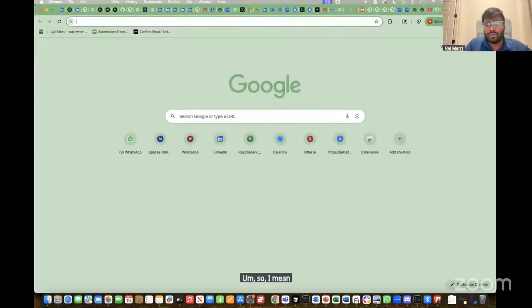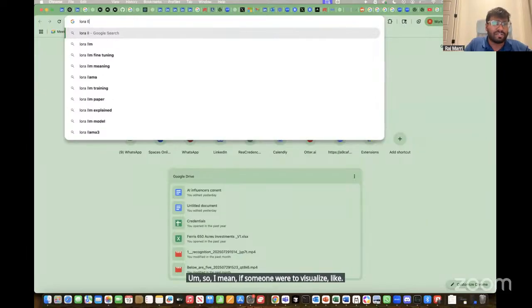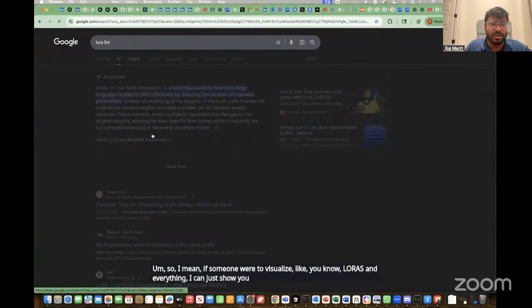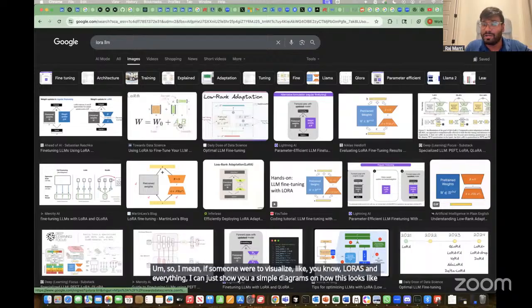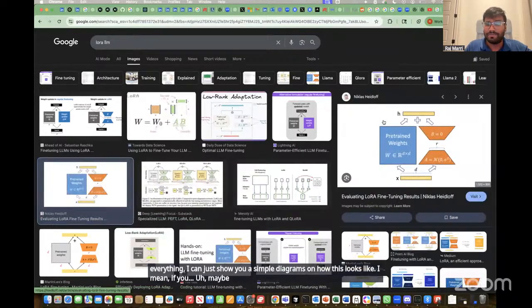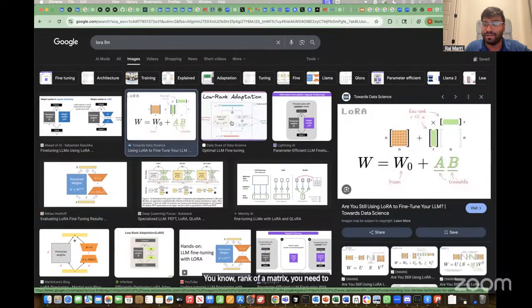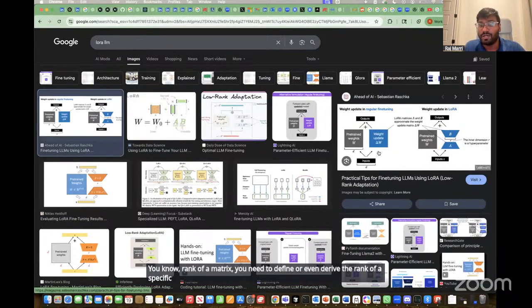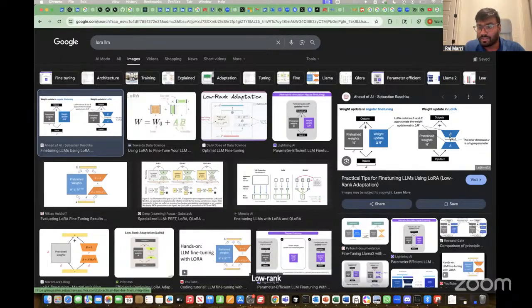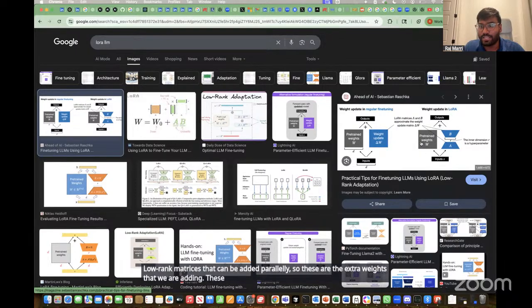If someone wants to visualize LoRAs and everything, I can just show you simple diagrams of how this looks. Maybe I need to take you back to matrices. Rank of a matrix: you need to define or even derive the rank of a specific matrix to create low rank matrices that can be added in parallel. These are the extra weights that we are adding. These are our pre-trained weights. So if it is a small language model or a large language model, these weights are frozen. We are adding new weights.